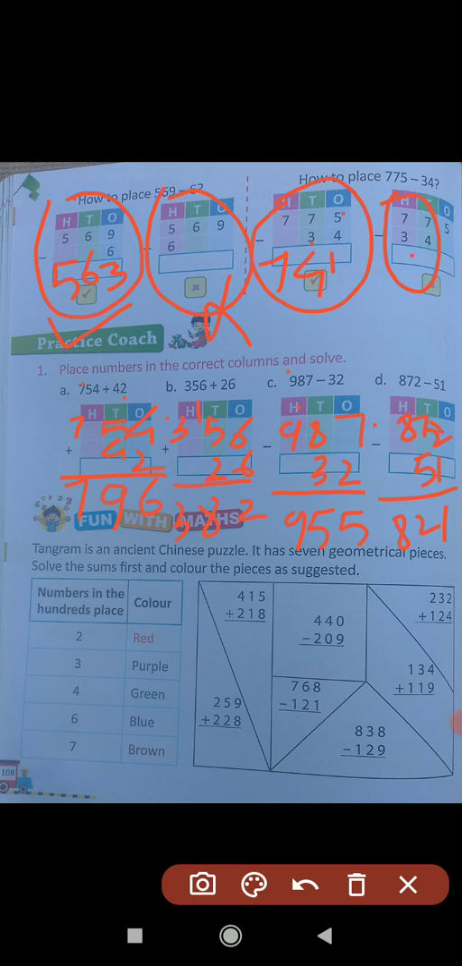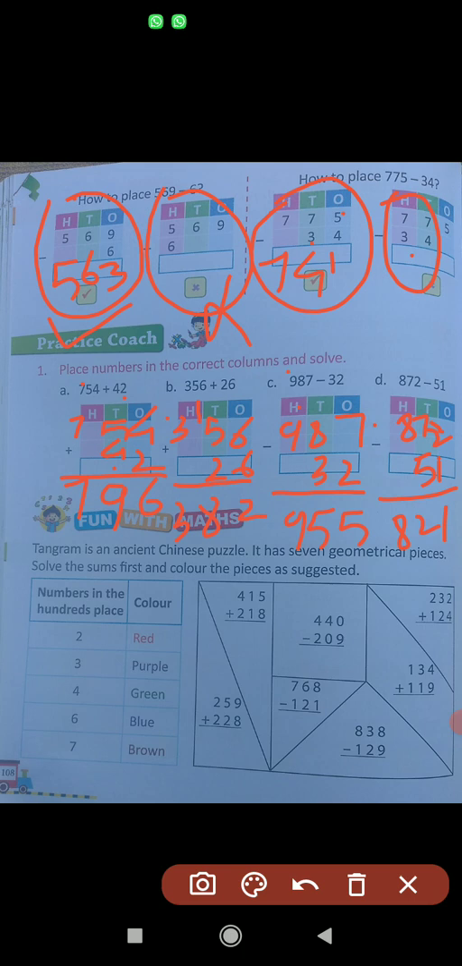Next, fun with maths. Tangram is an ancient Chinese puzzle. It has 7 geometrical pieces. Solve the sum first and color the pieces as suggested. How many pieces in Tangram? It has 7 geometrical pieces. Solve the sums first and color the pieces as suggested.